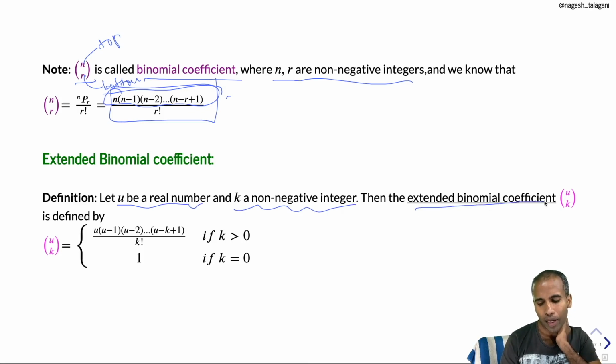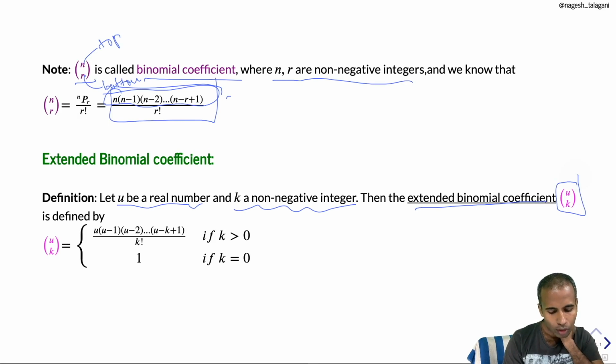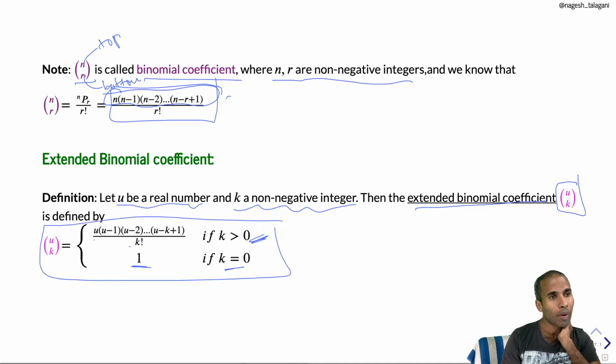Then extended binomial coefficient, we denote with still the same notation. Still we read it as u choose k, but nothing like choosing k objects from u objects, because u is any real number. It may not make sense. It is defined, u choose k defined as u into u minus 1, u minus 2, and so on, u minus k plus 1, by k factorial when k is positive, and 1 when k equals 0. This is going to be the definition for extended binomial coefficient.